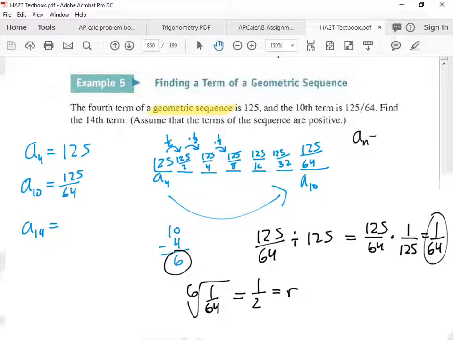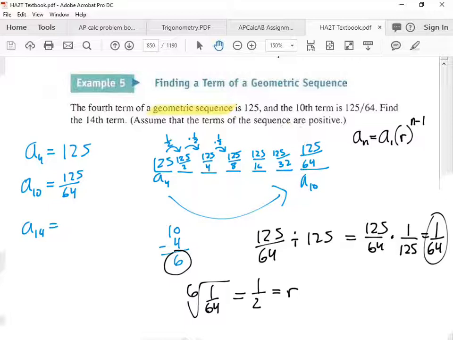Now, do you guys remember the formula for a geometric sequence? We worked on this yesterday. A sub 1 times R raised to the n minus 1. We have to find the 14th term. That's what the directions say. We did all this work so that we can find an nth term. Actually, we don't have to find an nth term, but we could find the 14th term just by using our common ratio. Here, let's just keep doing the common ratio.